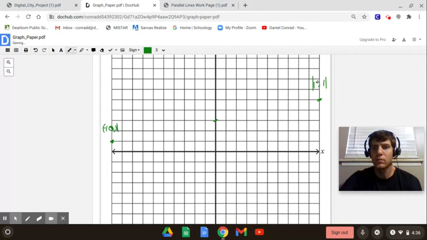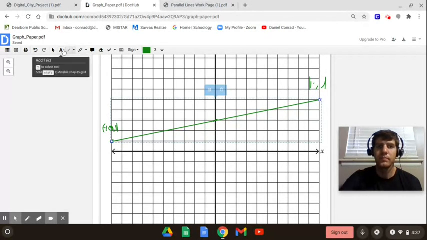I don't know why it's going so slow right now. (10, 5). Okay, it's not going to show up very well here. That's all right. Okay, and then what I'm going to do is connect that line. So I'll go to my line tool here. I'm going to connect those 2 points.